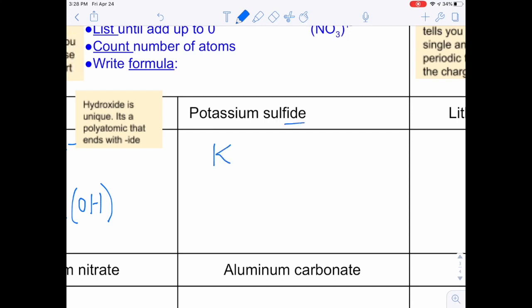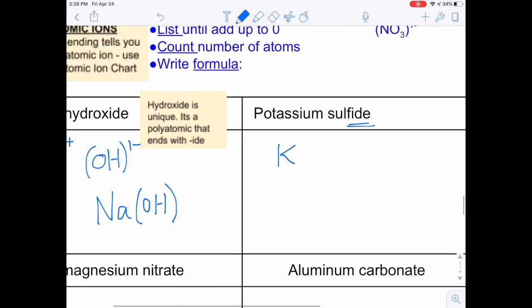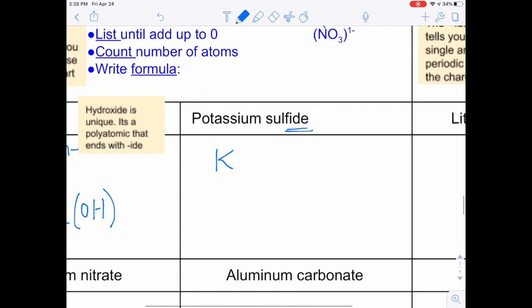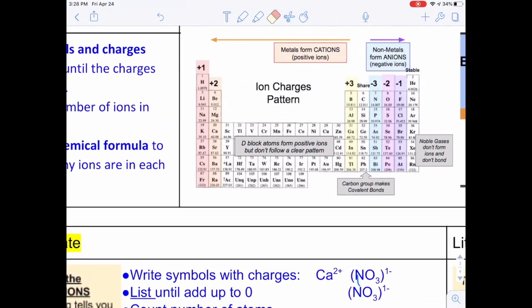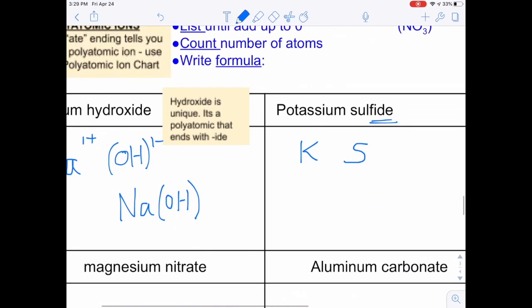Now sulfide, that means it's off the periodic table usually. Only hydroxide was special that way. So sulfide was sulfur. So I need to find the charges. I'm going to look for K and S. All right, here's K. So K is a +1, sorry. And over on the other side is S, and that's a -2. Remember, positive always comes first, so that will help you when you're looking for them.